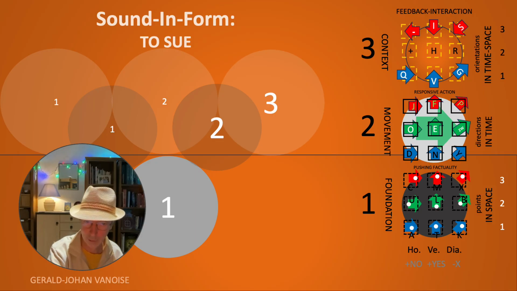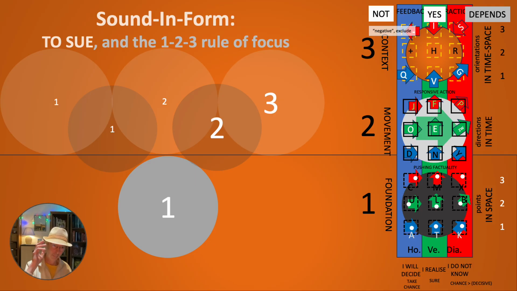I will explain how this 1, 2, 3 rule is performed. And it also says something about how we have to understand "to sue", the verb that I'm going to explain according to the theory that I have here at the right, which is a resume of all the letter positions, which basically are actually 9 positions, 9 directions, and 9 orientations. But we're going to talk about the 1, 2, 3 rule of focus.